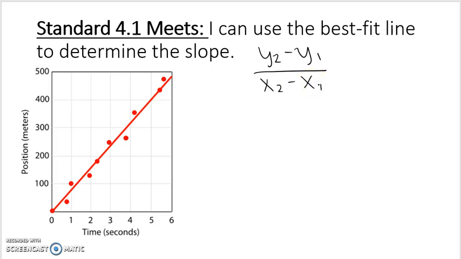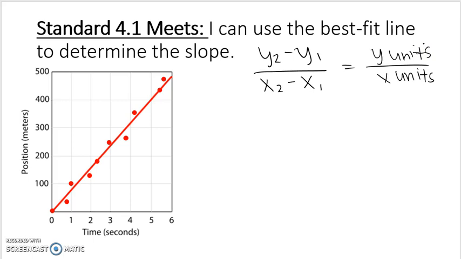This also helps us figure out our units on the answer that we give. It should be our y units over our x units. So now let's take a look at what we have on the graph.